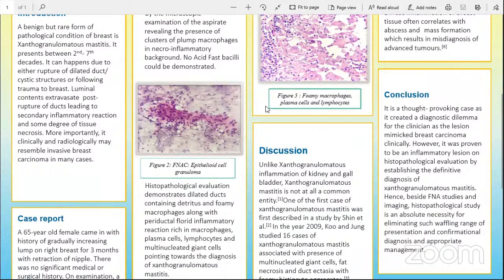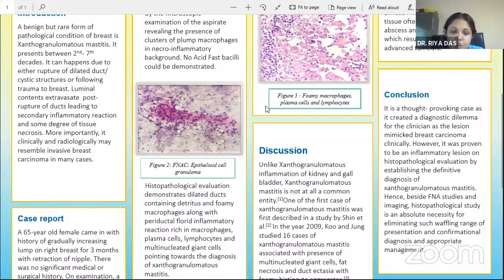Okay, sir. Taking nothing away from you, it is a case of chronic periductal mastitis, and there is a collection of foamy histiocytes. All these things are there. So what are the causes of granulomatous mastitis? You have mentioned that it was reported as granulomatous mastitis in the FNA report. What are the causes of granulomatous mastitis?